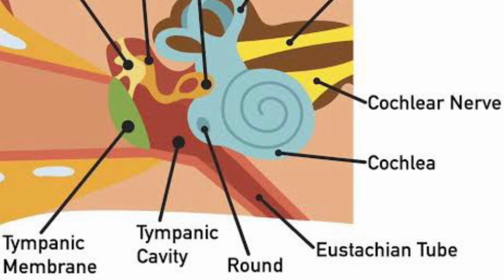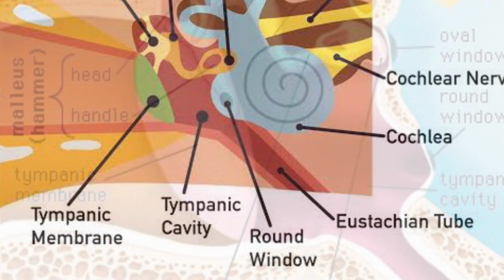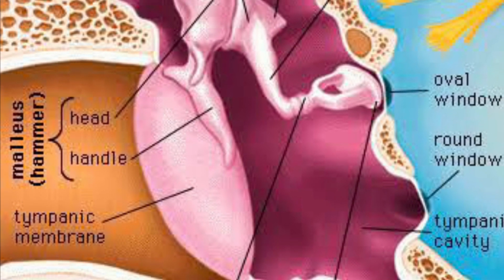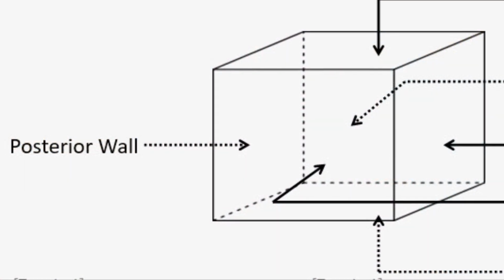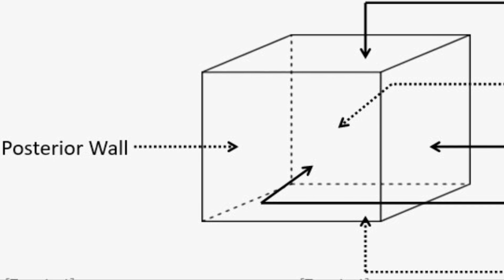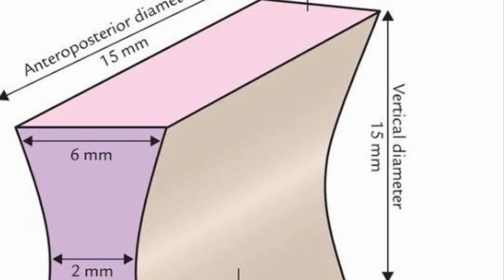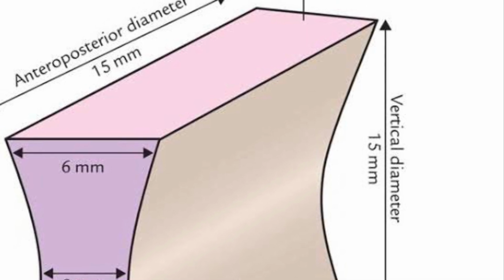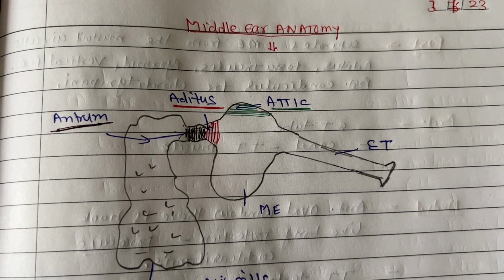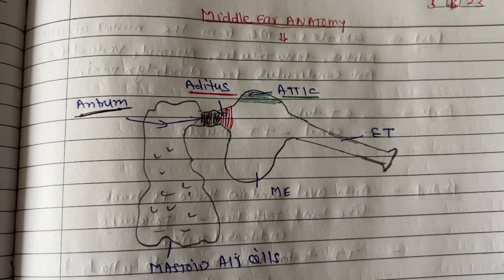Today's topic is middle ear anatomy. It is better to say middle ear cleft, having aditus, antrum, attic, eustachian tube, tympanic cavity, and mastoid air cells. You can say the middle ear or tympanic cavity is a six-sided box, and the highest dimension is the epitympanum, about 6 mm. So this is the middle ear cleft picture you can see. The middle ear is a six-sided box.